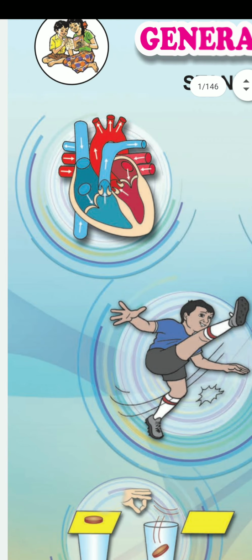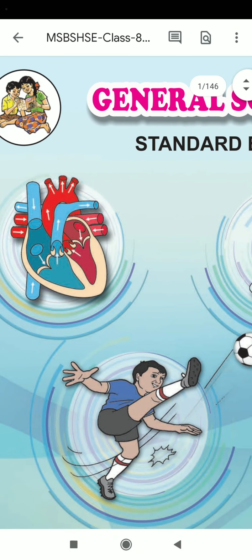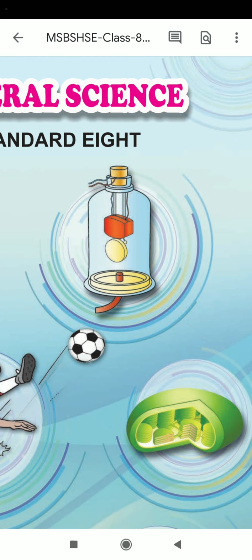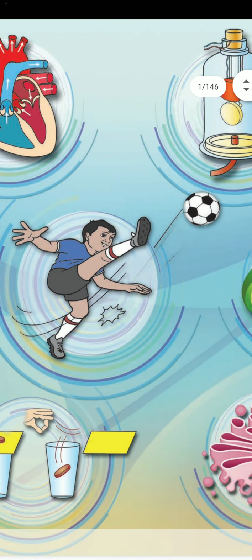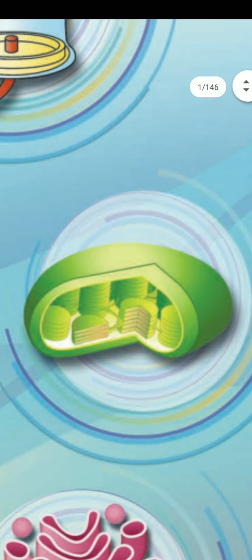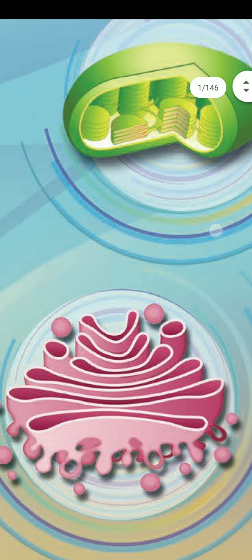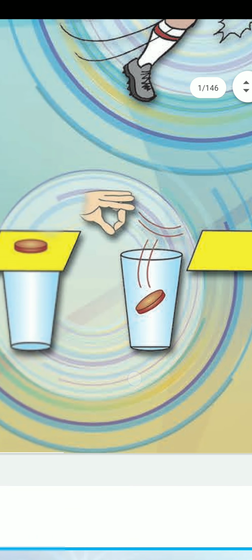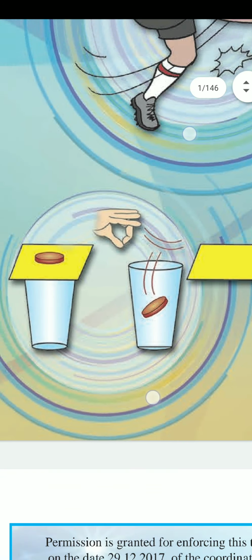The general science textbook cover shows many points related to our textbook. It shows the heart, which is present in living organisms, and some experiments and activities. Here is the use of muscular energy. Here is the mitochondria, which is a plant cell organelle, and the Golgi apparatus, which is also a cell organelle. Here an experiment is shown.